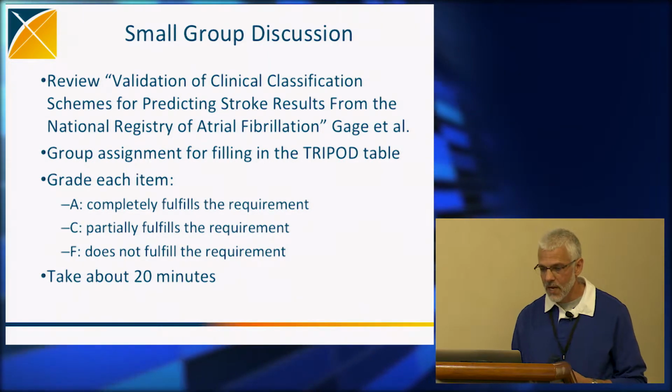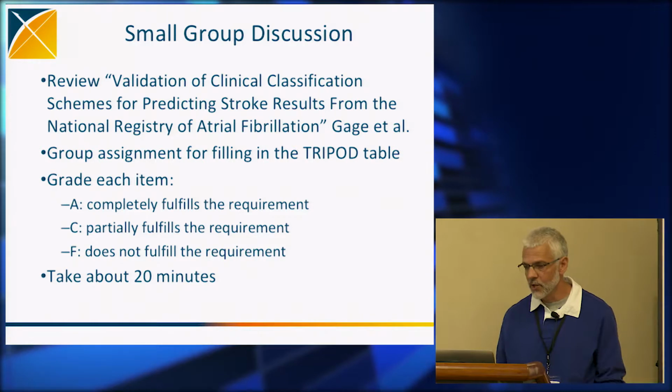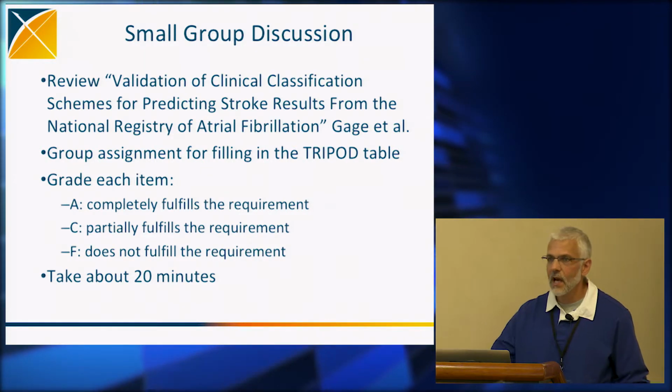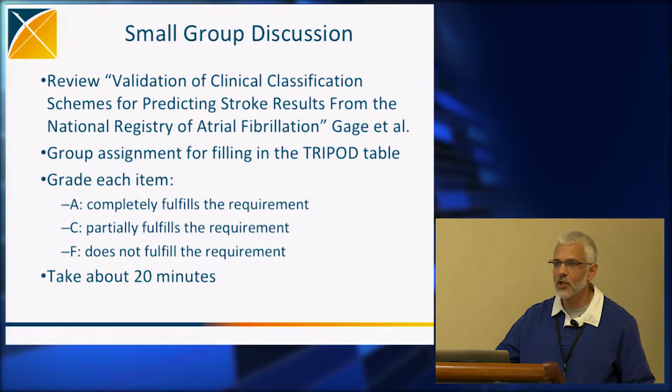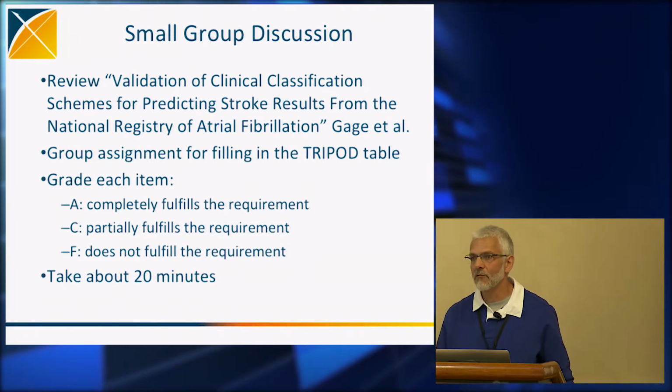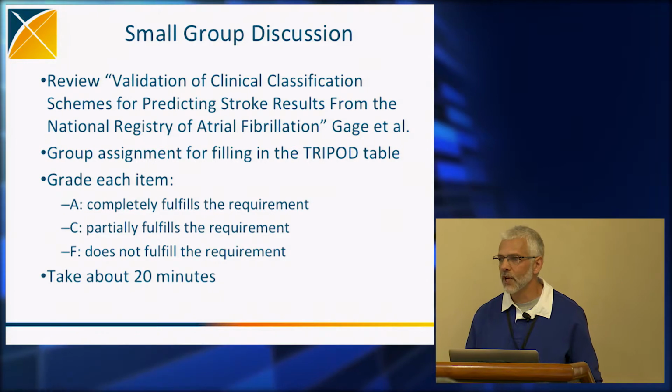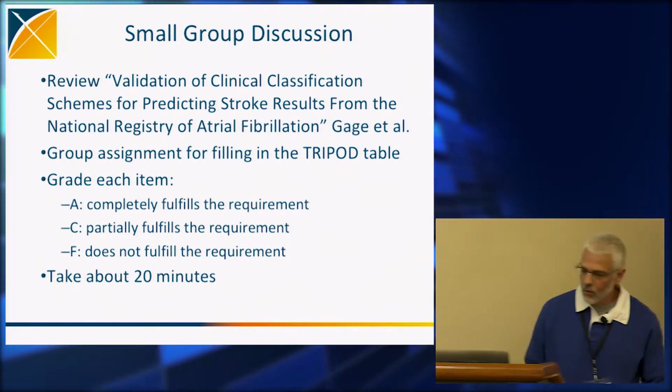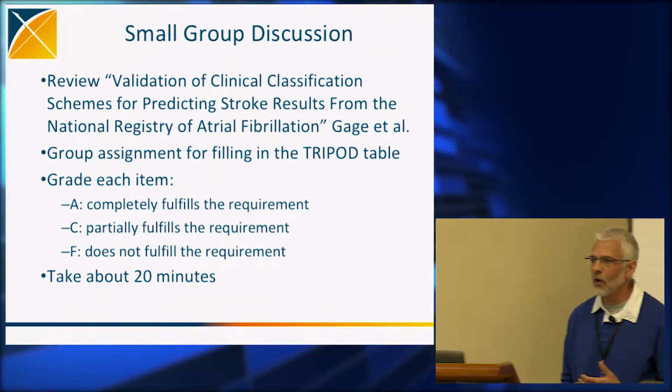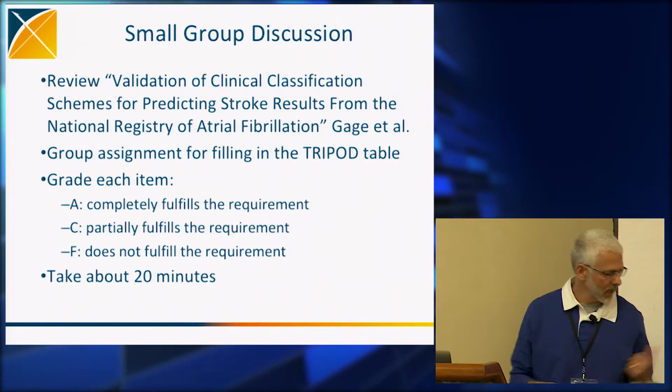Okay, so now we're going to take a very famous paper. Most of you have probably heard of CHADS-2. It's a way of predicting stroke risk in patients with atrial fibrillation. We're going to go through the paper, which you have here, and I have some more copies here.